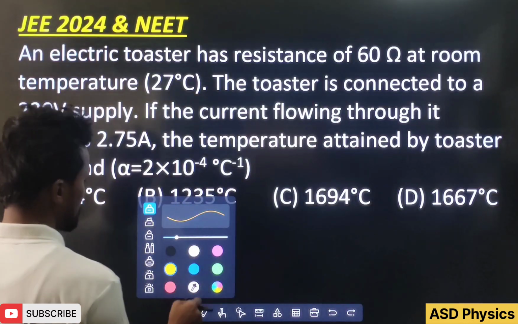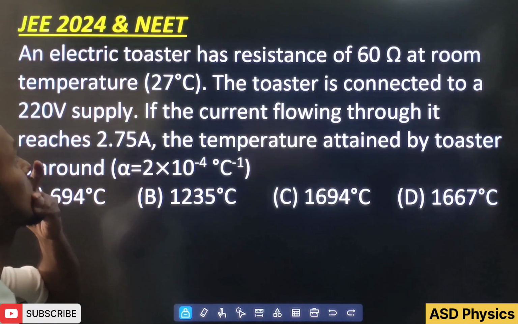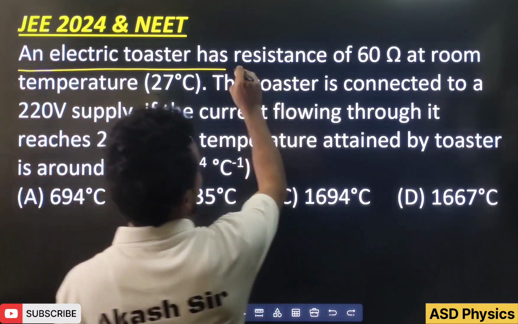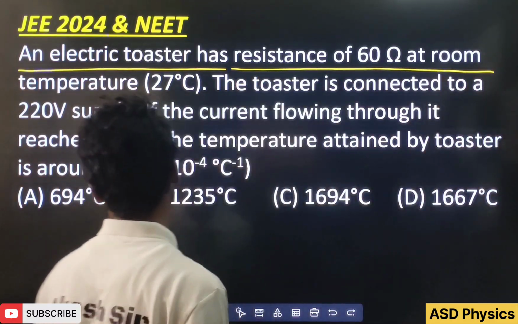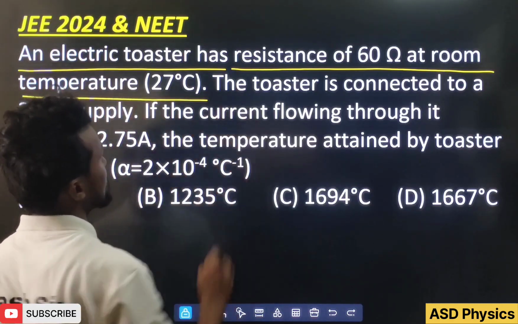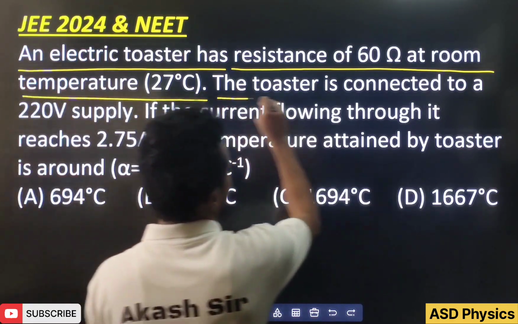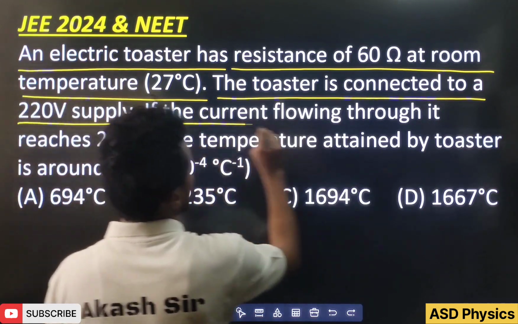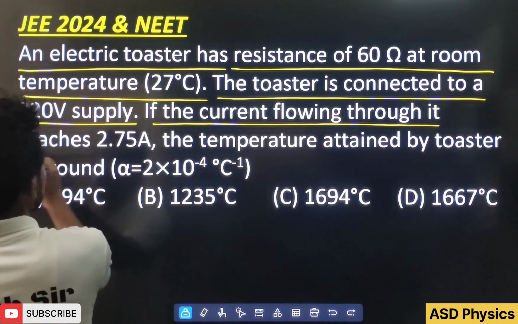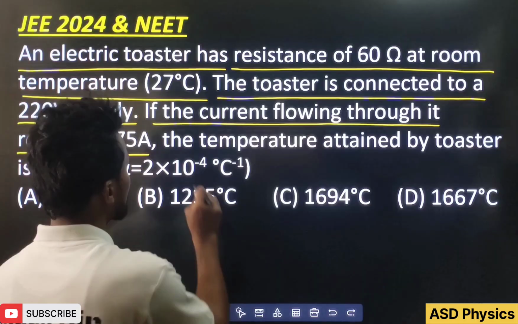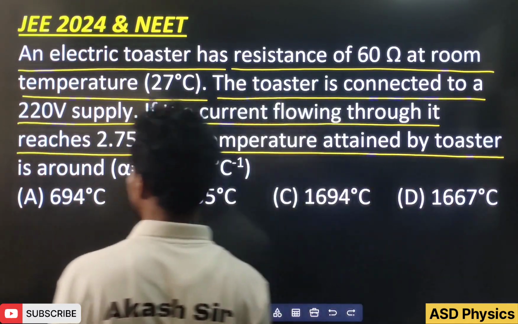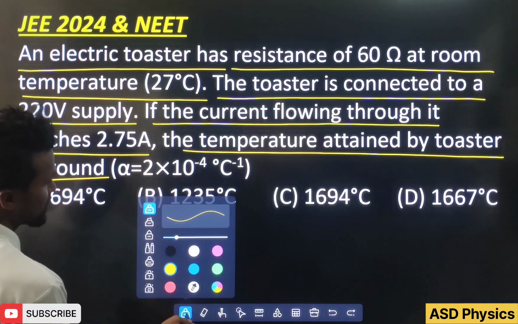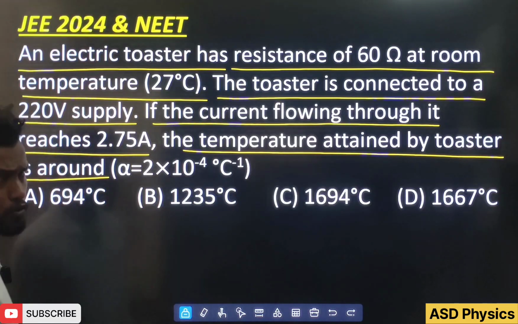After that, students, this question is from JEE 2024. Important, kindly see very well. An electric toaster has a resistance of 60 ohm at room temperature 27 degrees Celsius. Now see, the toaster is connected to a 220 volt supply. If the current flowing through it reaches 2.75 ampere, the temperature attained by the toaster is around how much?